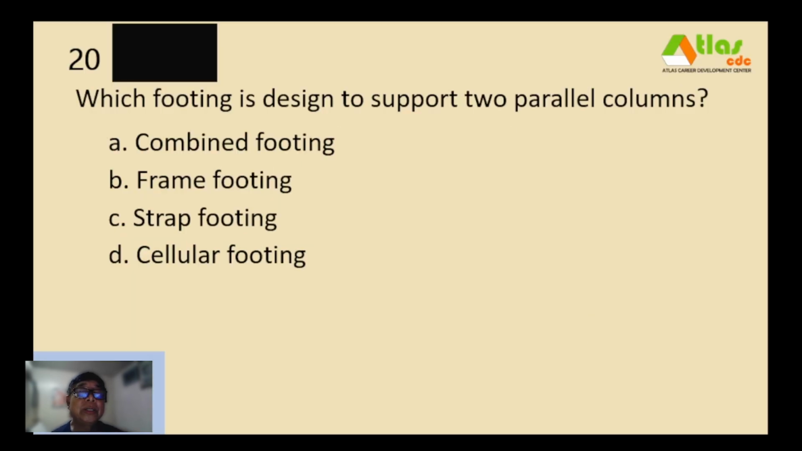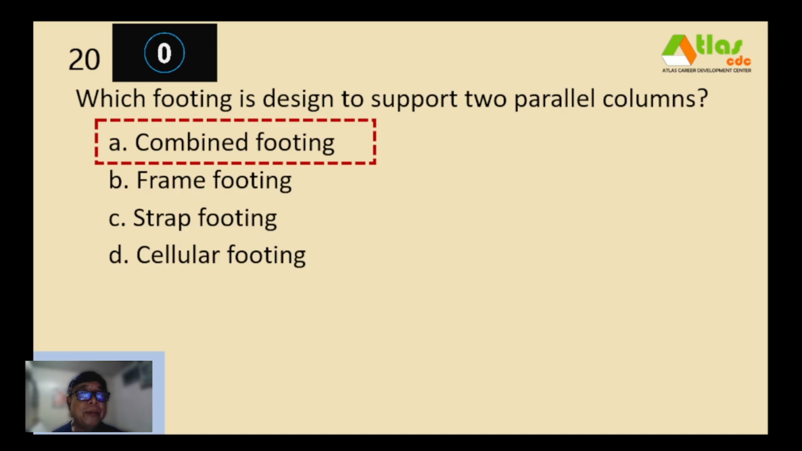So question number 20. Which footing is designed to support two parallel columns? A, combined footing. B, frame footing. C, strap footing. And letter D, cellular footing. So 10 seconds. And our correct answer is letter A, combined footing.